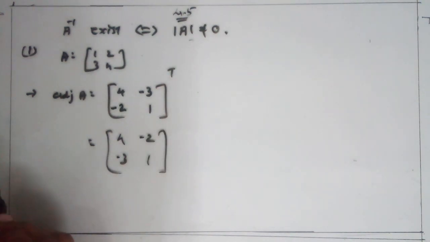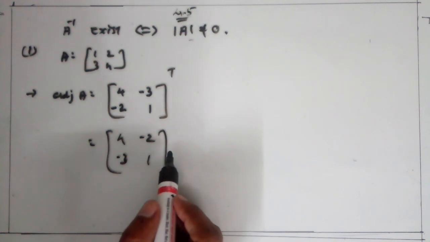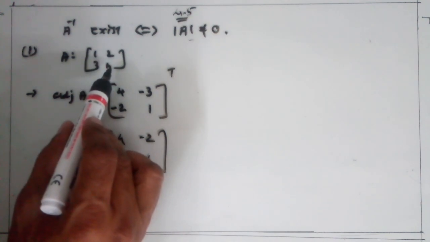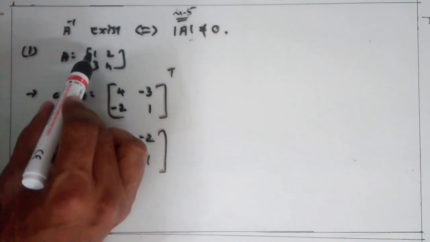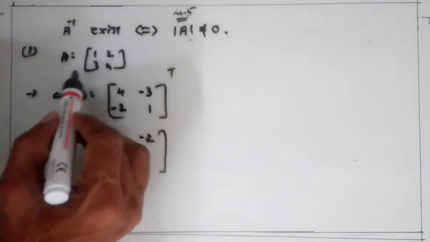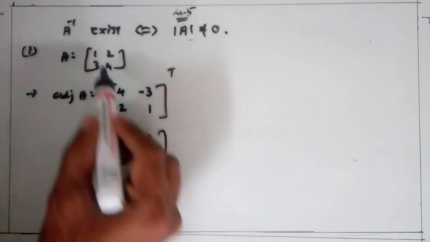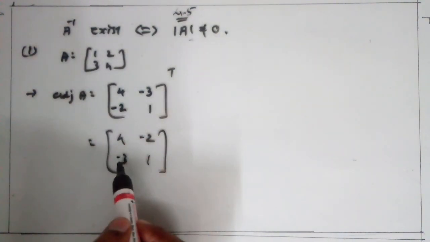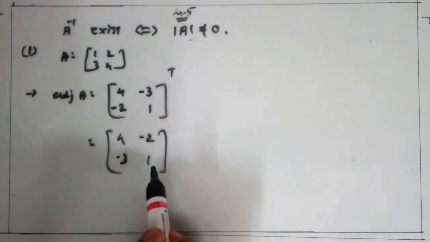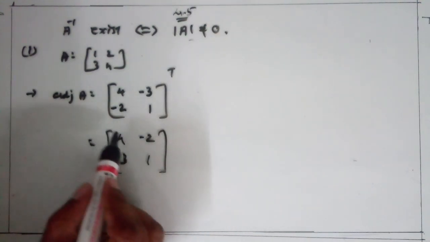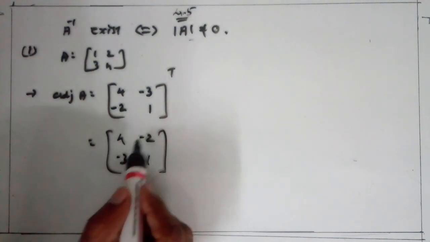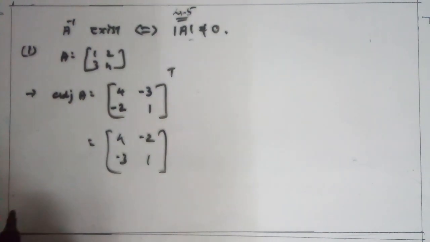Clear? So in second order determinants, the adjoint of A we get by interchanging the principal diagonal entries and changing the sign of the leading diagonal entries. Here 2, then minus 2; 3, then minus 3. Here 1, then we write 4. Here 4, then we write 1. That means in the principal diagonal we interchange the entries and for the other diagonal entries we change the sign. So this becomes the adjoint of A.